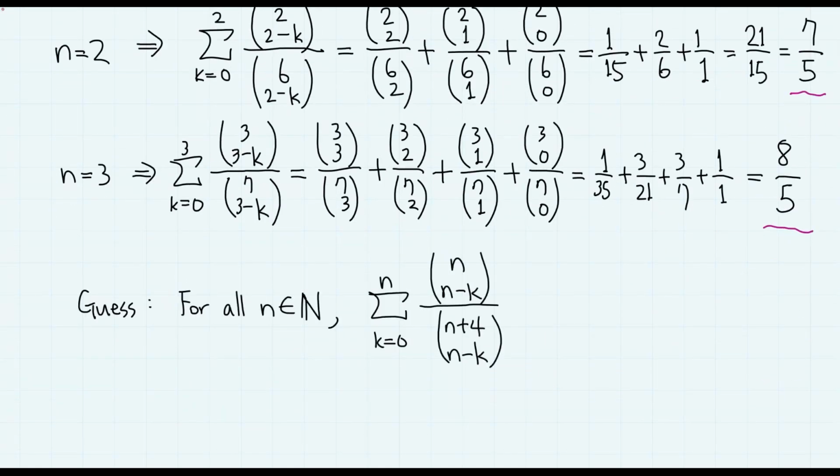Based on this observation, we can guess that for all natural numbers n, the summation in the problem gives: n equals 1 gives the numerator 6, n equals 2 must give the numerator 7, and n equals 3 must give the numerator 8. So the numerator must be n plus 5, and the denominator doesn't change, staying at a constant value of 5. So the answer must be n plus 5 over 5.